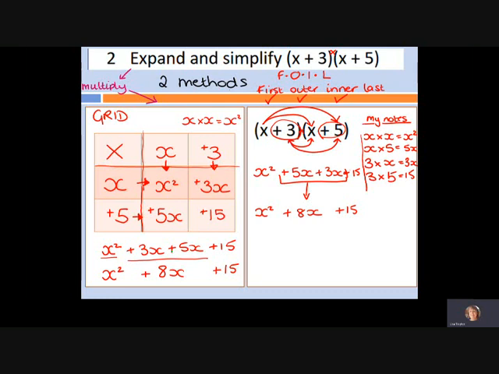Now, I've only got the red pen set up here today. You might choose to do a different colour for the first, the outer, the inner and the last, and that might then help you focus on the right thing.